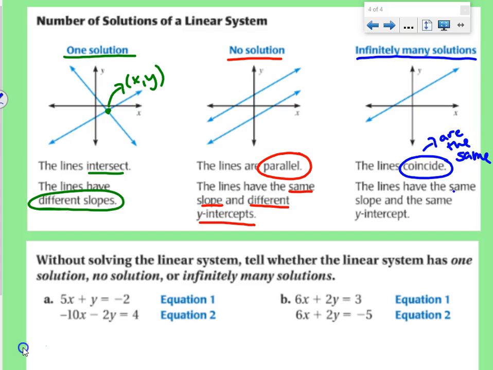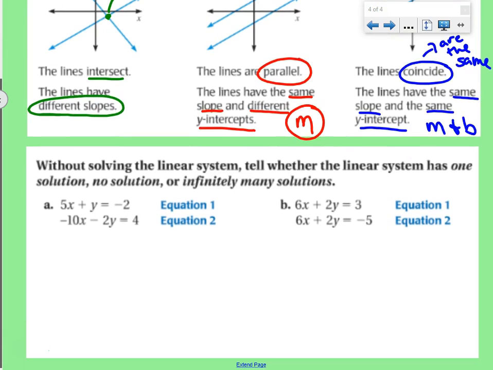And this is when the lines have the same slope and the same y-intercept. So m and b are the same. For parallel lines, it's just the m is the same. So in our first two examples, we solved the linear system. But in the next two, we don't want to solve it. We just want to be able to tell by looking at the equations how many solutions they have. So that's when we're going to want to rewrite in y equals mx plus b form, so that we can compare their slopes and y-intercepts.